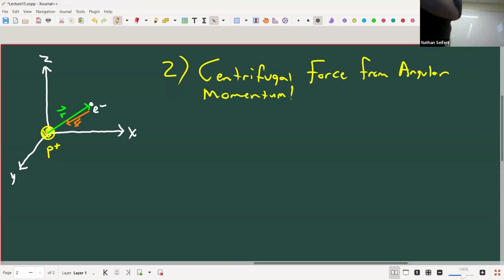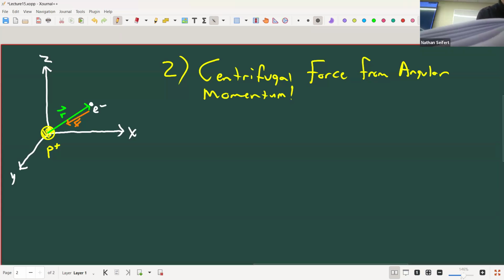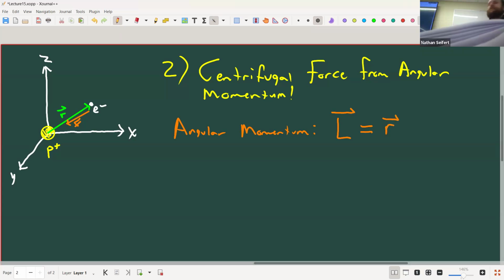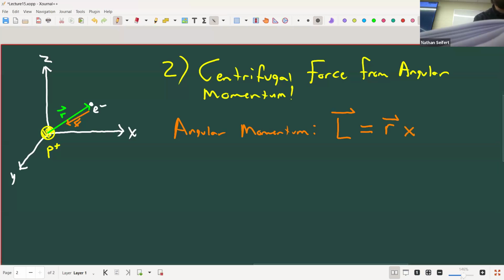Let me get my notes for this. Jumping around a little bit. So let's think a little bit about angular momentum. Angular momentum is a vector, which we call L, and it's defined as the displacement vector R cross product with the momentum vector of the object.